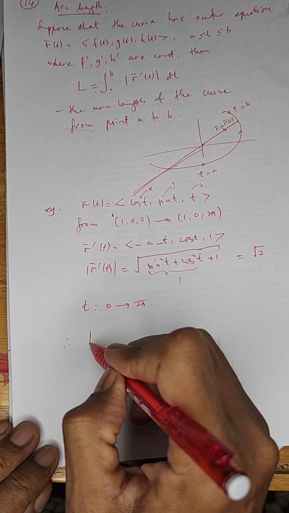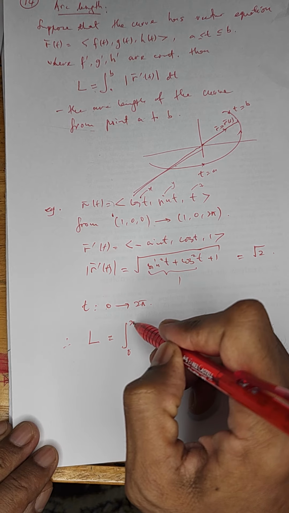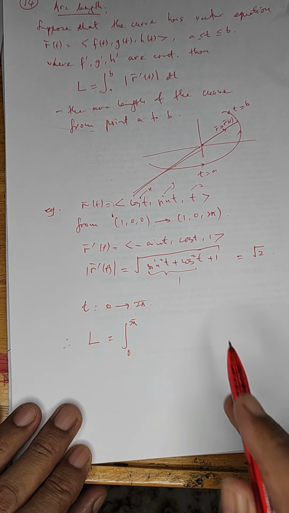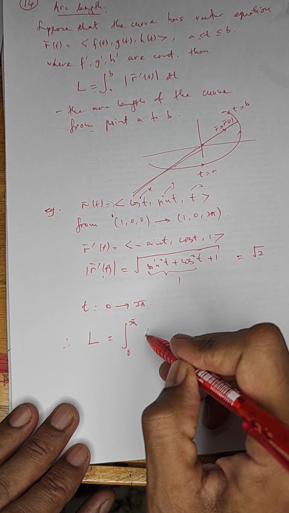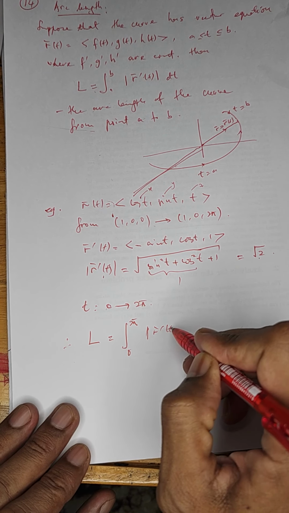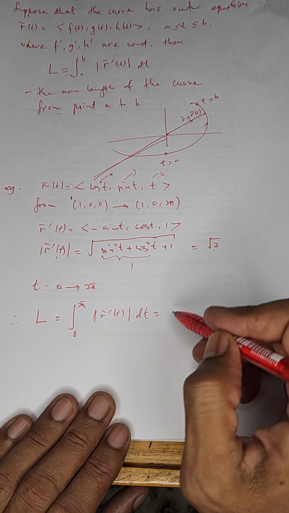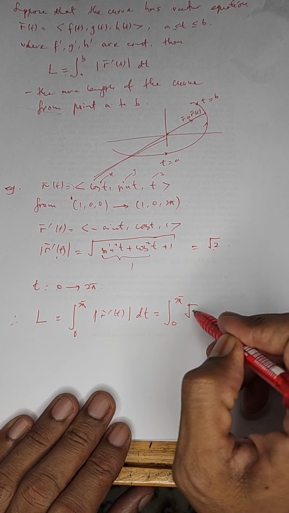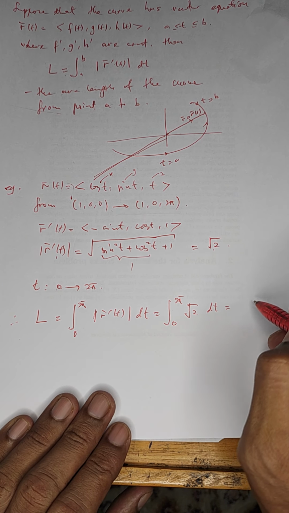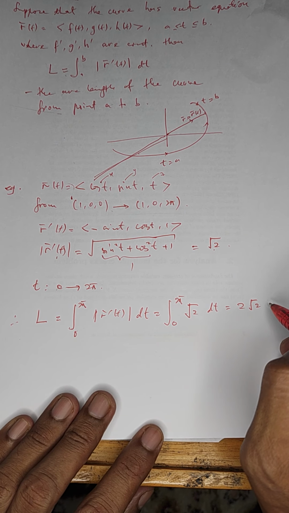Therefore, the arc length from 0 to 2 pi, which is our t, where the magnitude is the square root of 2. So let me write those things. This is the integral from 0 to 2 pi of square root of 2 dt, that gives you 2 pi square root of 2.